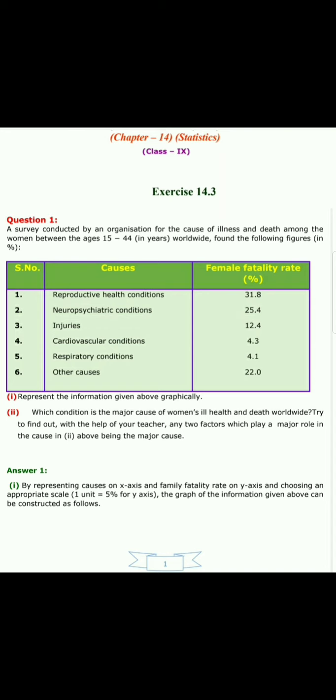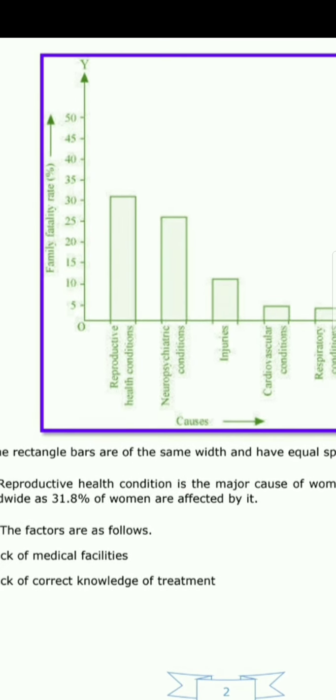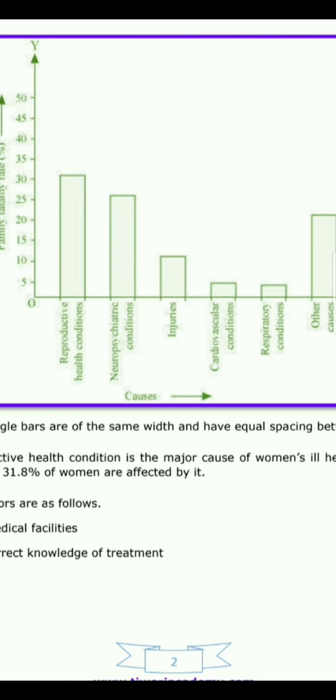So the answer is, we have to represent causes on the x-axis and female fatality rate on the y-axis. As you can see here, this is the graph for causes and female fatality rate. We have taken the fatality rate, in percent, at intervals of 5: first 5, then 10, 15, 20, 25, 30, 35, 40, 45, then 50. And the causes are on the x-axis.